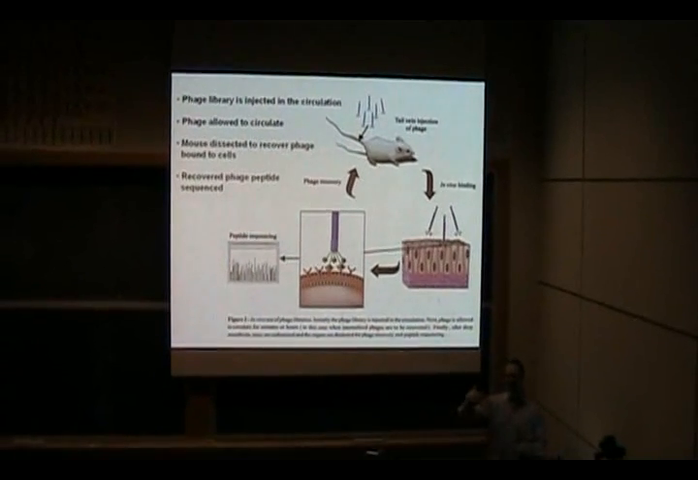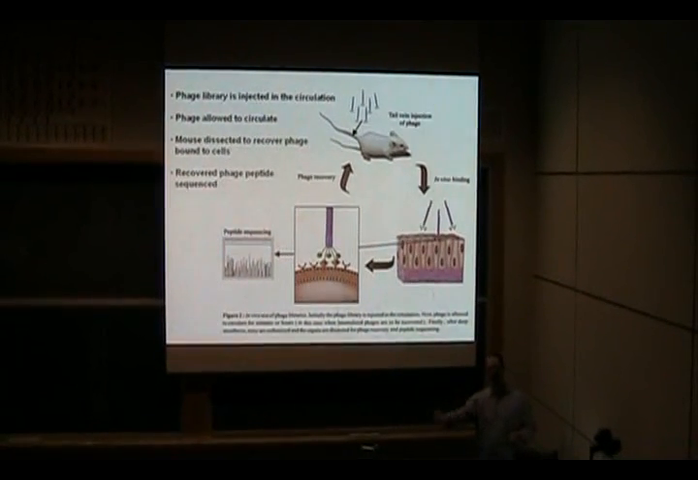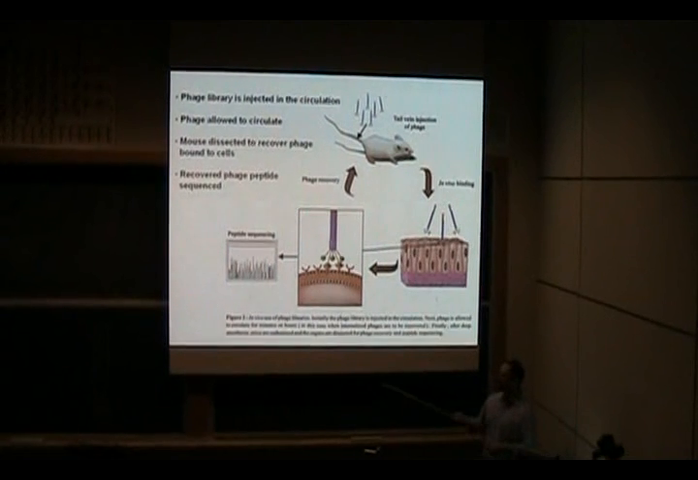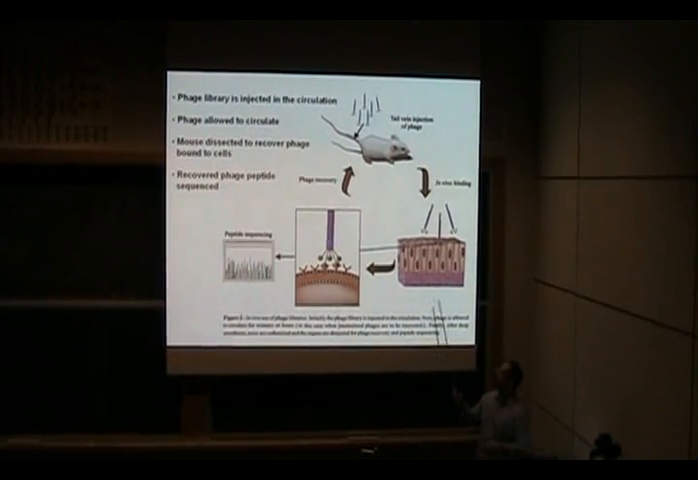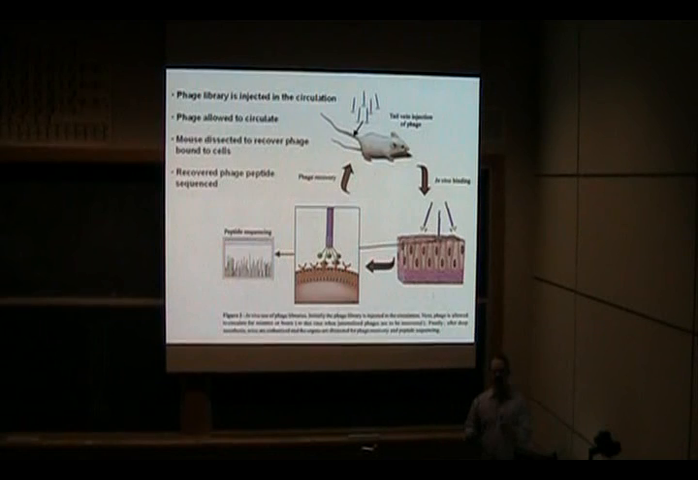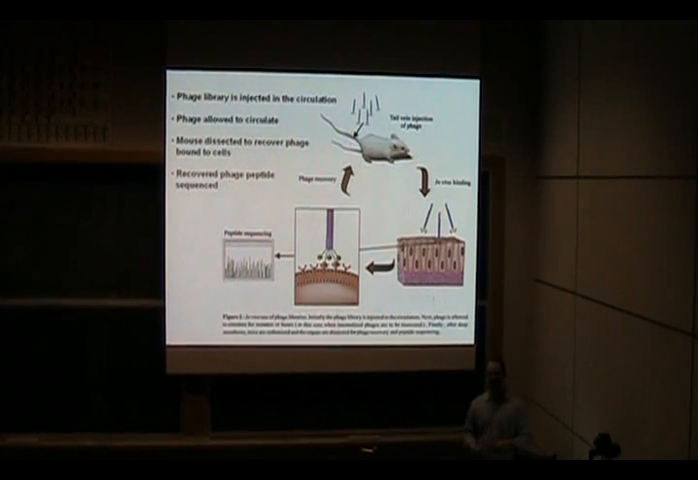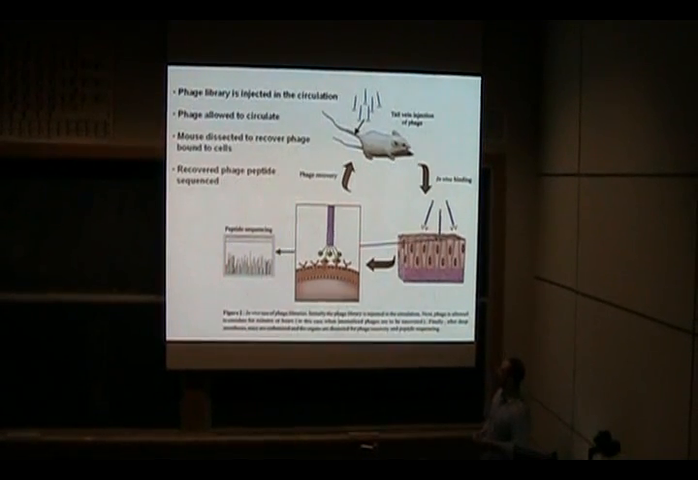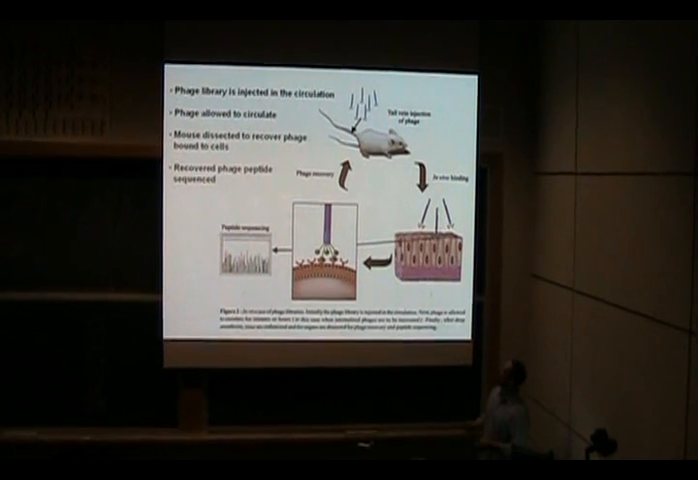You make phage that have fused to their envelope protein every combination of 12 amino acids. That's what's called making a phage library, right? That's a library of what you're interested in. That's multiple phages having different peptides on them.